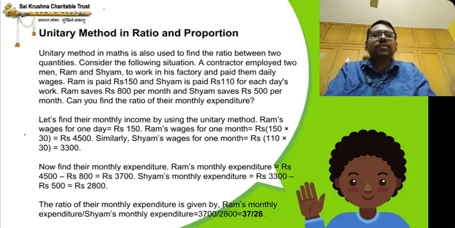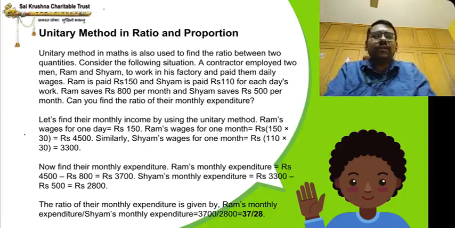Consider the following situation. A contractor employed 2 men, Ram and Shyam, to work in his factory and paid them daily wages. Ram is paid rupees 150, Shyam is paid rupees 110 for each day's work. Ram saves rupees 800 per month, Shyam saves rupees 500 per month. Can you find the ratio of their monthly expenditure?